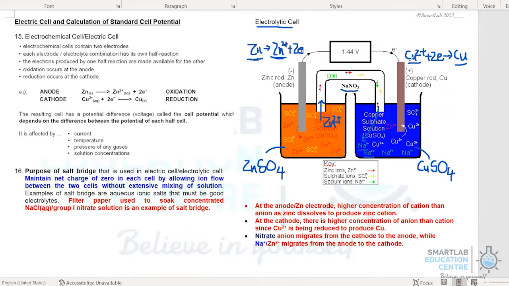Conversely, we know that as copper 2 plus gets reduced to form copper, the anion in the right half cell will be higher than the concentration of cation. Therefore, because of that, the sulfate will now migrate onto the salt bridge, and consequently, the nitrate will be released into the left half cell.